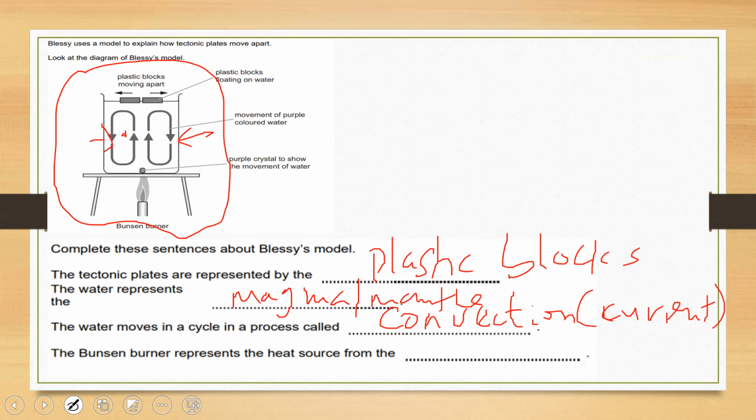Now, what does the Bunsen burner represent? The Bunsen burner simply represents the core, which is the source of heat for the earth.